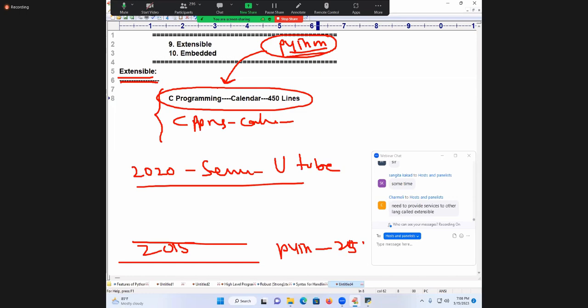Only 25%. 60% of the code used in that is C language. Why is C language most popular still as of today? Because it is the fastest execution language. Python is not the fastest execution language. Python is a comfortable programming language. Python is slow in execution.